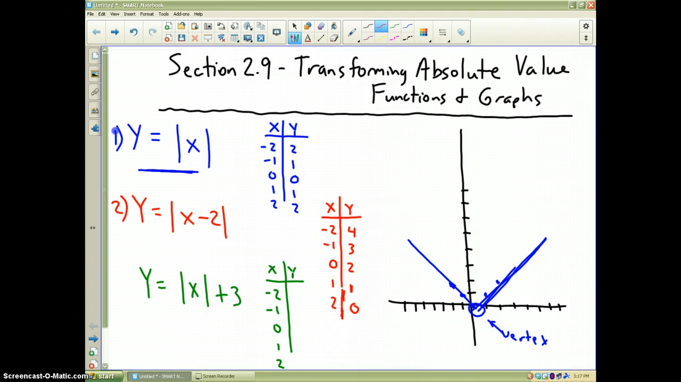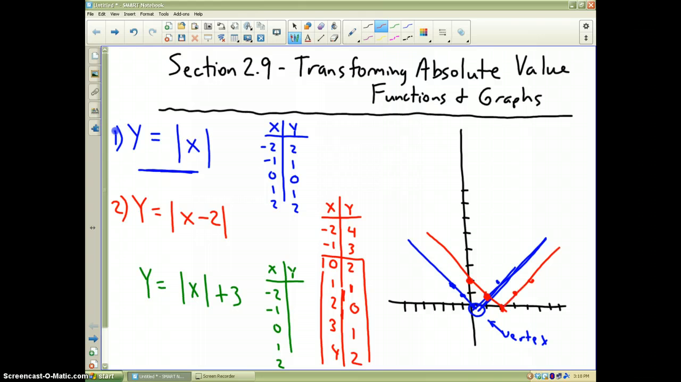I'm also going to put a few more pieces of data in there. Let's try 3 and 4 just so we have some comparison. If I put 3 in there, 3 minus 2 is 1, absolute value 1 is 1. And if I put 4 in there, I get a value of 2. Now, what I'm going to do is plot these points that I'm putting in the box. 0, 2 is right here. 1, 1 is right here. 2, 0 is there. 3, 1 is right there. And 4, 2 is right there. And if I draw my graphs, it should look something like this.